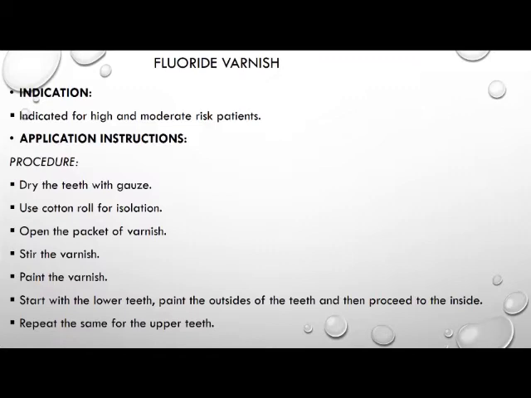You are actually not going to be assessed on whether you are applying from the outside or the inside, but just making sure that everything is taken care of and you apply fluoride varnish on all of the teeth. And again, just remember, it's understandable that you might not always be able to use cotton roll for isolation. This is just the standard protocol. If you have a great kid who doesn't mind having things in their mouth, then of course go for it. Otherwise, just dry the teeth with gauze, open the packet of varnish, stir the varnish, and paint the varnish. While you are just starting off, you can start with lower teeth, paint the outsides, but then you can develop your own style.